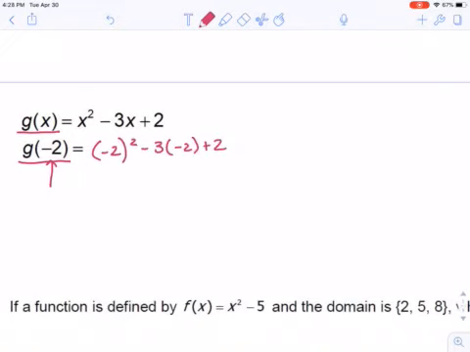So I just need to do the PEMDAS. Now, you can use your calculator. Just make sure you type everything in exactly as you see it. You could also use the table menu in your calculator. Either way, doesn't matter, but I'm going to get 4 plus 6 plus 2. My answer would be 12.